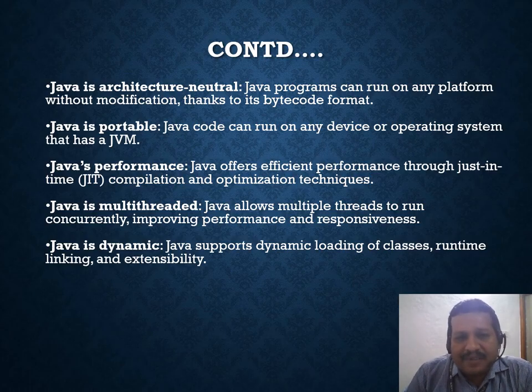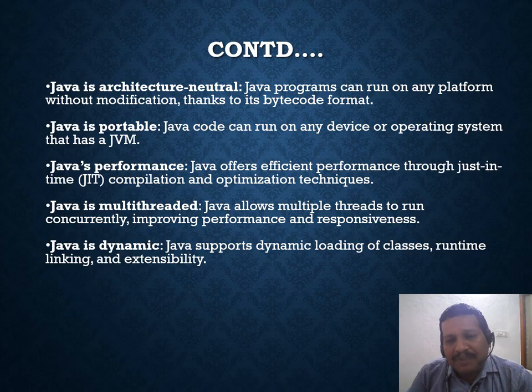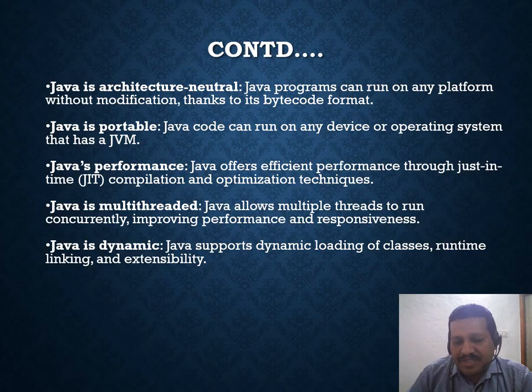Followed by these characteristics, it is portable. The performance of Java is efficient when compared with other programming languages like C++. It is multi-threaded, which allows multiple threads to run concurrently, which improves the performance, and it is dynamic, which supports the dynamic loading of classes, runtime linking, and extensibility.